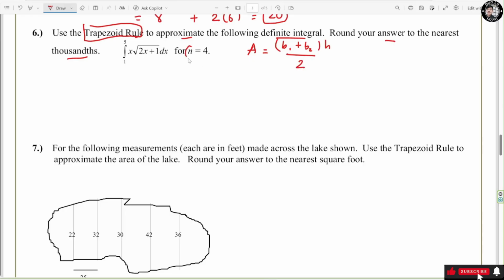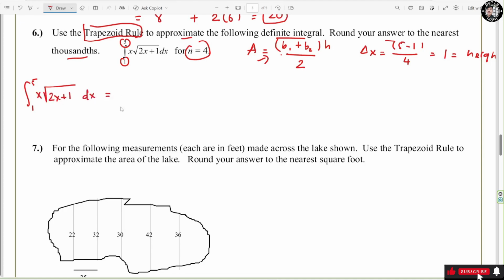Now we have 4 subintervals. So we have delta s equals (b minus a) divided by n, where b equals 5 and a equals 1. So 5 minus 1 divided by 4 is going to be 1. So delta s equals 1, which is the height. So we have the integral from 1 to 5 of s times the square root of 2s plus 1 ds equals.